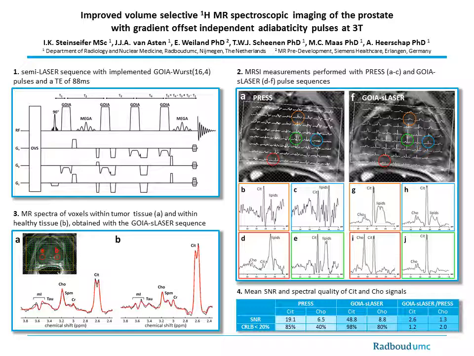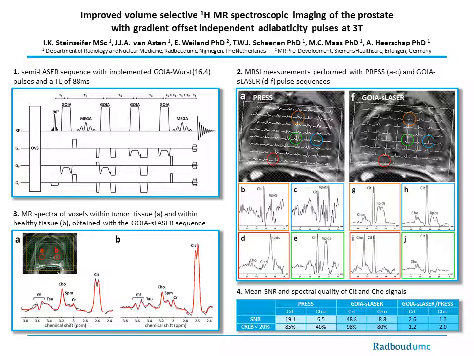Figure 3 shows spectra of voxels within tumor tissue on the left and healthy tissue on the right, both obtained with a GOIA semi-LASER sequence. The spectra show a flat baseline and a good signal separation. Again, you can recognize the enlarged choline signal and the decreased citrate signal in the tumorous voxel on the left side. Furthermore, we can detect myoinositol and taurine. This is because of the shorter echo time with better signal-to-noise ratio.